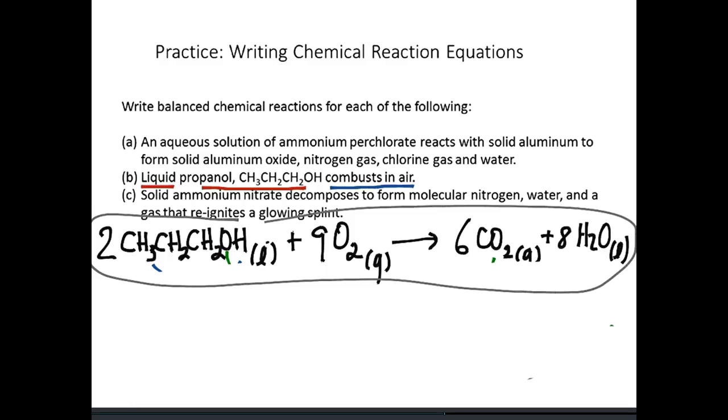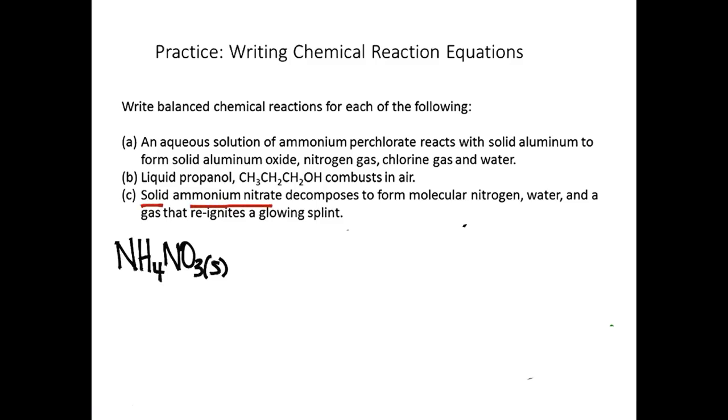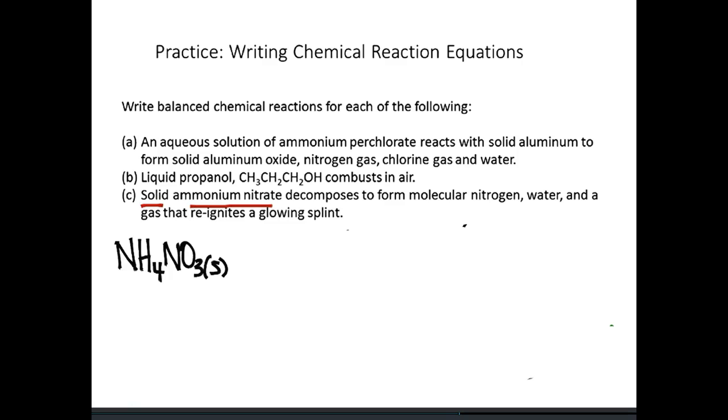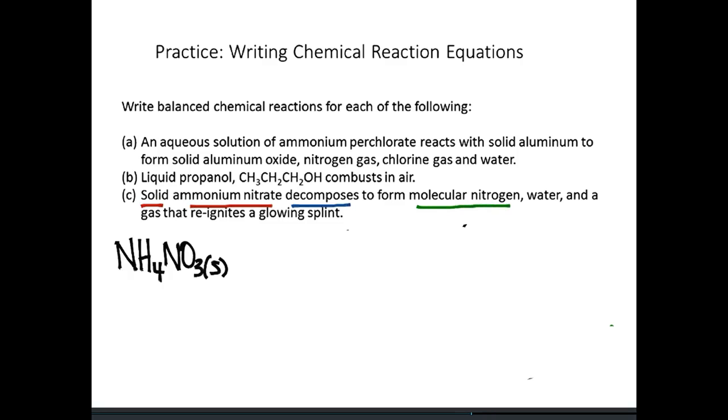Part C, solid ammonium nitrate decomposes to form molecular nitrogen, water, and a gas that reignites a glowing splint. So here we have solid ammonium nitrate. We're going to write ammonium, which is NH4 with a +1 charge. Nitrate is NO3 with a -1 charge. It's a solid, so ammonium and nitrate go together 1 to 1 to give a 0 overall charge compound. Decomposes. That word decomposes implies that there's a single reactant, and that's where the arrow would be.